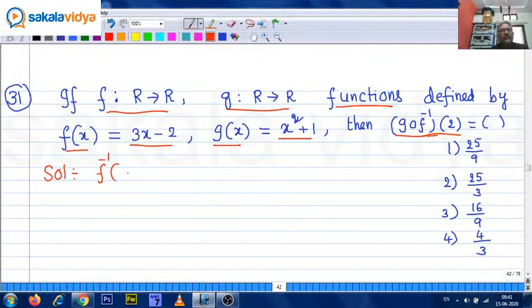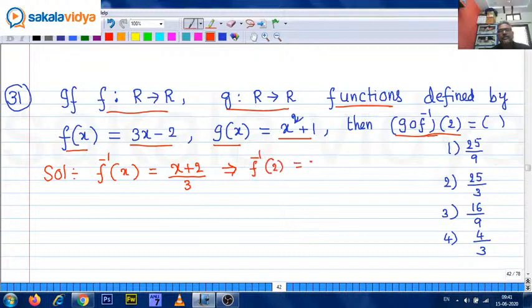So f inverse x is given by, we have the shortcut for f inverse x. See, f inverse x equals to, in the place of minus put plus sign, x plus 2 by this constant 3, and we need to find out f inverse 2. F inverse 2, that is 2 plus 2 by 3, 4 by 3.